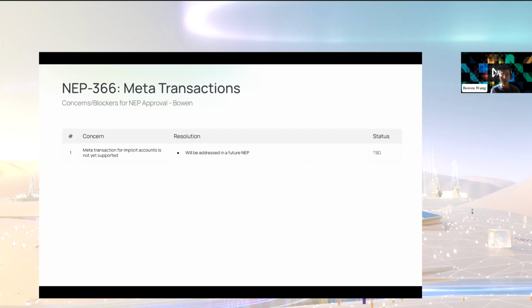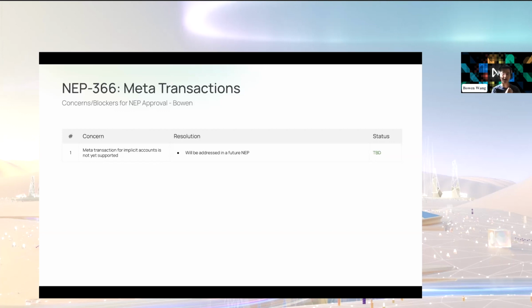So I think there were a lot of back and forth discussions on the meta transaction support for implicit account, especially on the question of nonces. So I think the decision is that in this proposal specifically, NEP-366, that will not be implemented because there's still some discussion still going on there. And this will instead be addressed in a future NEP.